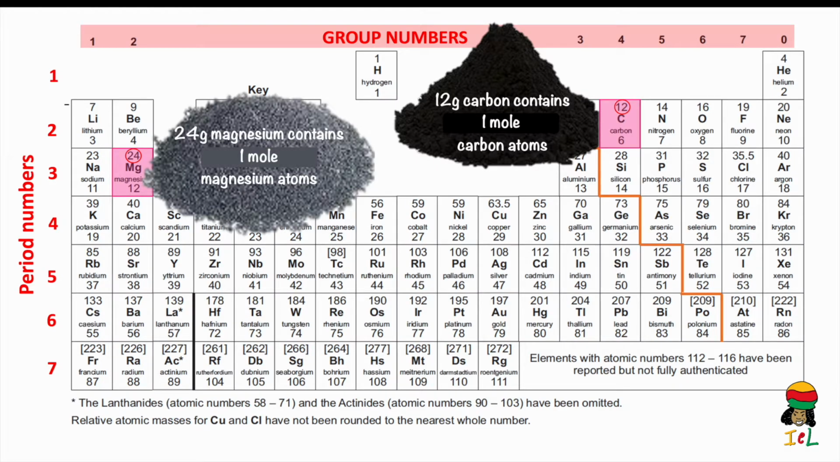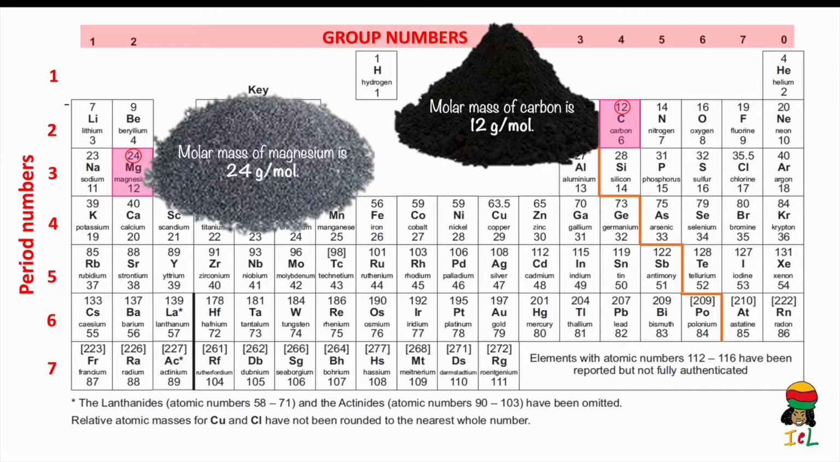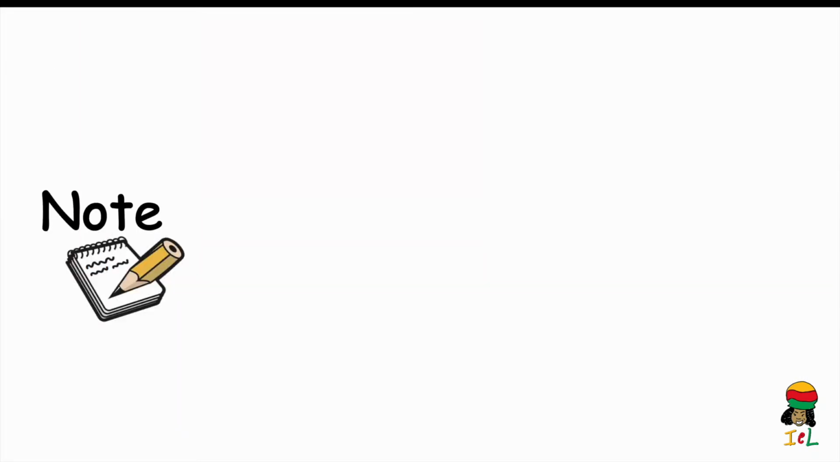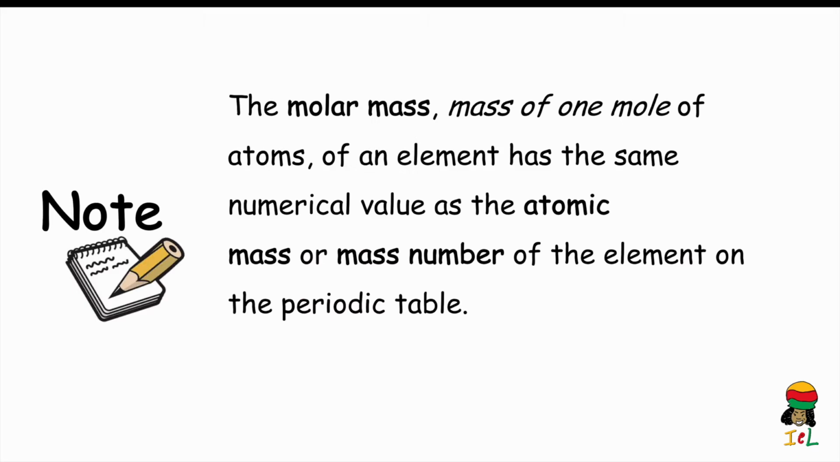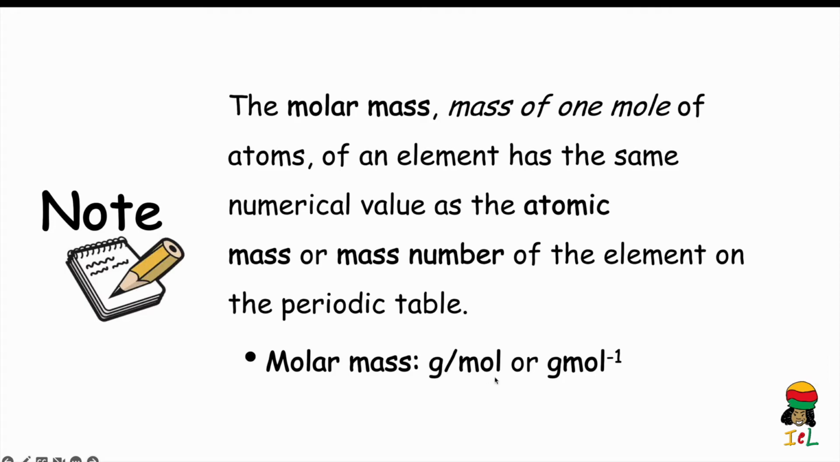Going back to the initial examples, since the mass of 1 mole of carbon is 12 grams, the molar mass of carbon is 12 grams per mole. Similarly, the mass of 1 mole of magnesium is 24 grams. Therefore, the molar mass of magnesium is 24 grams per mole. Here are some points to keep in mind. The molar mass, the mass of 1 mole of atoms of an element, has the same numerical value as the atomic mass or the mass number of the element on the periodic table. Always remember the unit for molar mass. It's grams per mole, which is either written as g/mole or g mole to the power of -1.